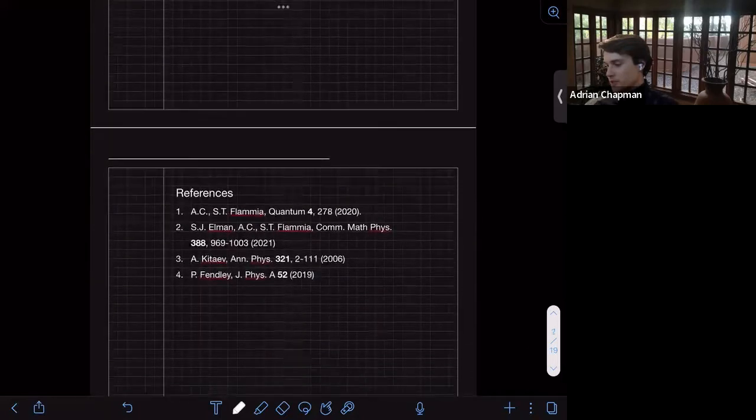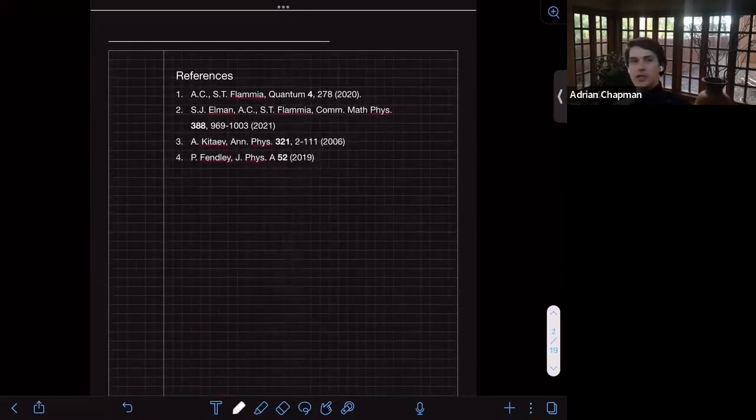So the references that I plan to be covering, this is not by any means an exhaustive list, but the first two references from which I'll be drawing most of the material are papers by myself and my collaborators, Steven Flammia and Samuel Elman, who we did this work with when the three of us were at the University of Sydney. And then the inspiring papers for these works: the first is a paper called Anyons in an Exactly Solved Model and Beyond by Alexei Kitaev. And the second is a paper by Paul Fendley called Free Fermions in Disguise.